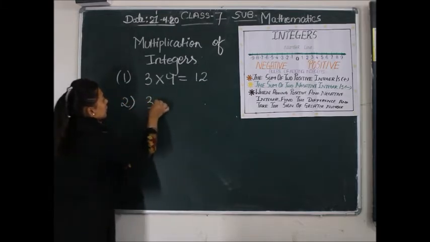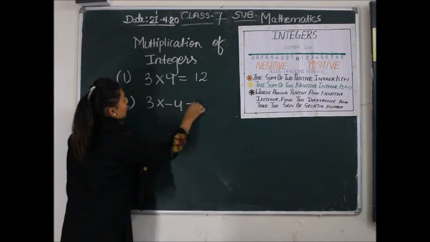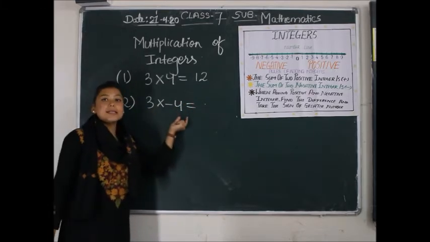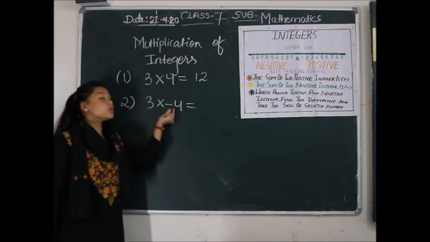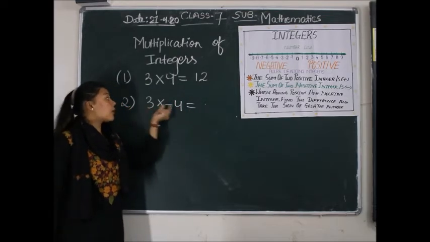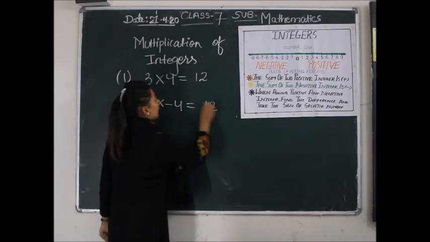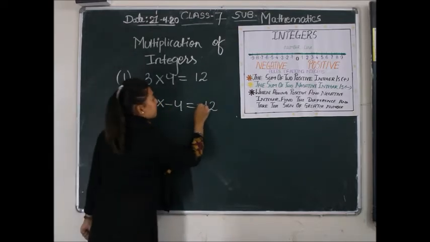Now next, when there is a different sign, 3 into minus 4. This side is a positive number and this side is a negative number. So plus into minus will be what? First you multiply the numbers, 3 into 4 will be 12. So plus into minus will be minus.